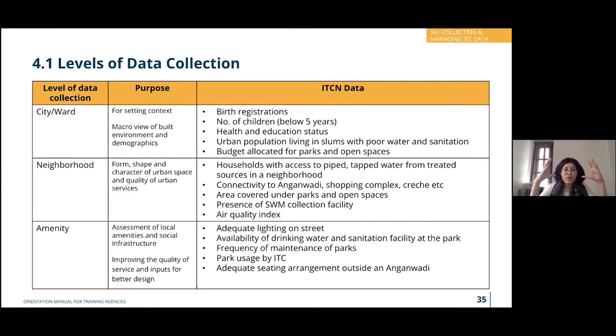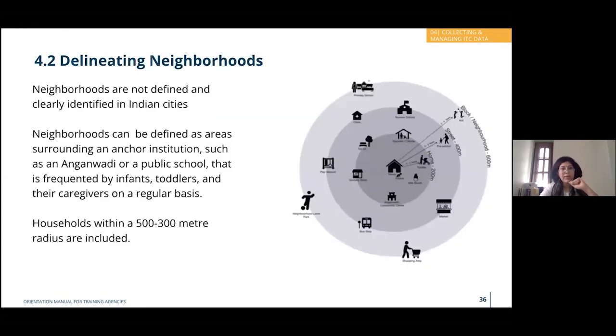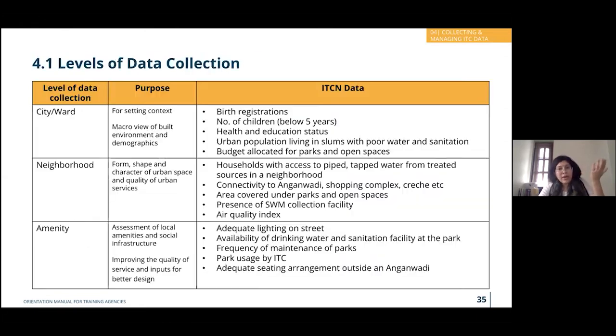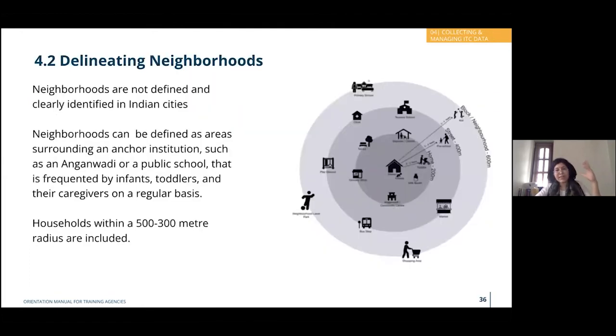So for cities to understand these 65 indicators, they just have to understand that certain data they will have to get at the city level, certain data they will have to organize to collect at the neighborhood level. And if you're making very specific interventions at the level of an amenity park, then you have to go deeper and get some more data. Now we are clear about the city, and we are clear about a park, we can go and measure. Now neighborhoods are slightly fuzzy, right?